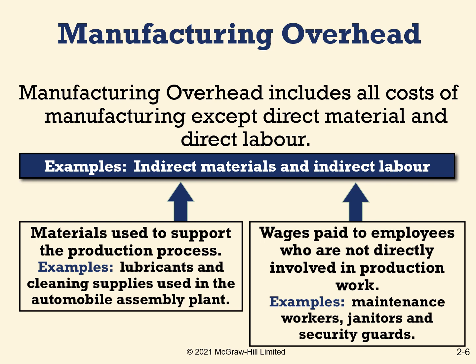As we said, the examples of this are indirect materials and indirect labor. Indirect materials are used to support the production process, such as lubricants and cleaning supplies, anything like that used on a factory floor for any kind of manufacturing plant. Some more examples of indirect labor, like I said, are wages paid to employees who are not directly involved in the production work, such as a janitor, a maintenance worker, a security guard. They're all contributing to the end creation of a product, but we can't directly or easily trace these costs.